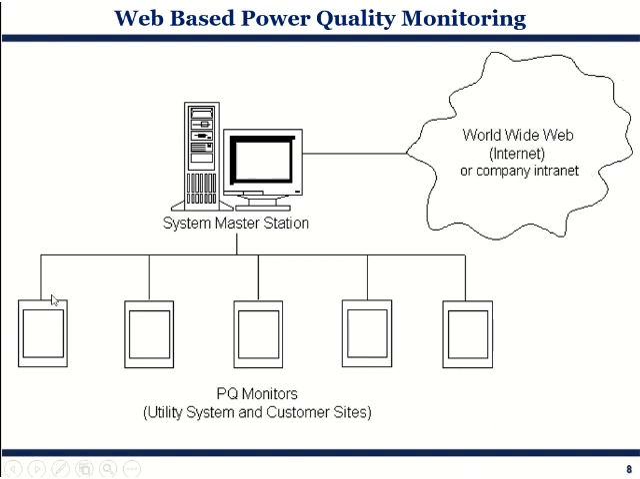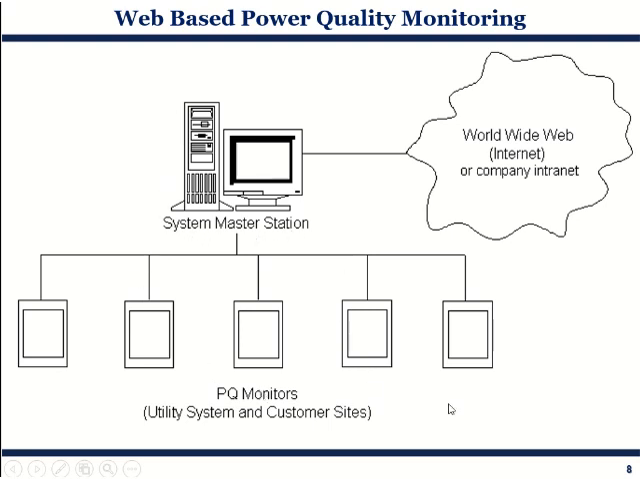Now see, in a power system there are various locations where you need to analyze the power quality and the different electrical parameters. So obviously the PQ monitors, or the PQ system, will be located at many places in the system, both at the utility system as well as the customer side. All these places together will give the data to the system master station.